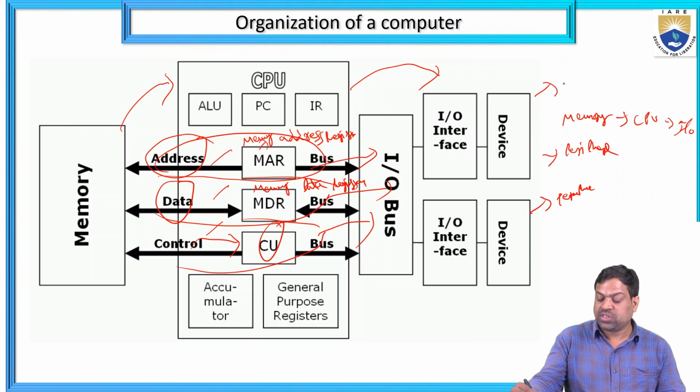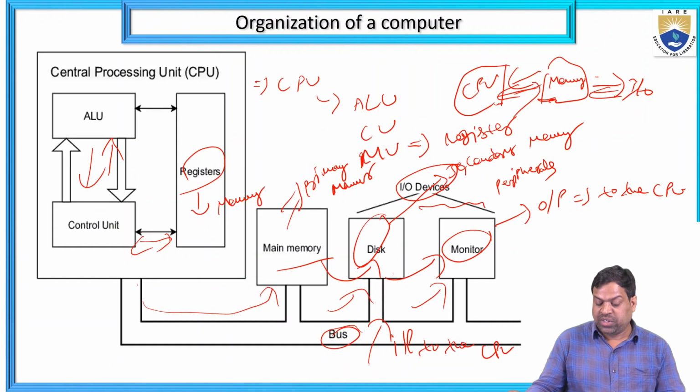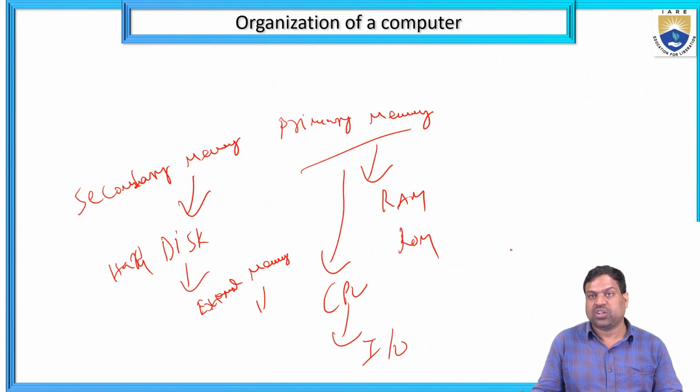So for input output, I'm taking a monitor. It is connected to the CPU. Okay, it is one example. In the previous slide we discussed it. Here I'm taking disk and monitor as the input outputs connected to the CPU.